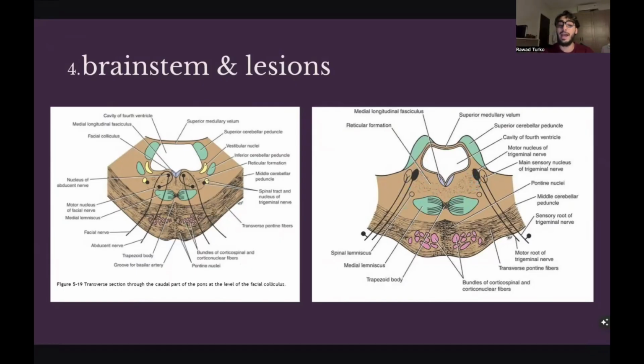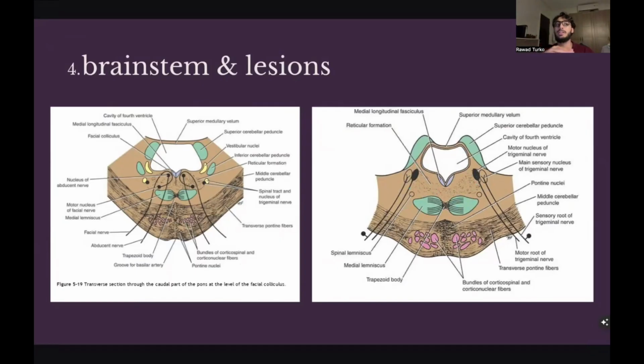All right. And again, we have to know all this. The main thing that I want you guys to know when we're talking about brainstem lesions is just remember the four pure motor nuclei that are in the middle. That's your oculomotor, your trochlear, your abducens, and your hypoglossal. So 3, 4, 6, and 12.